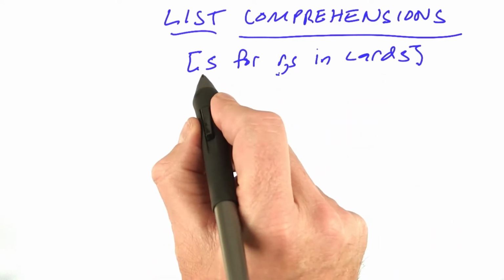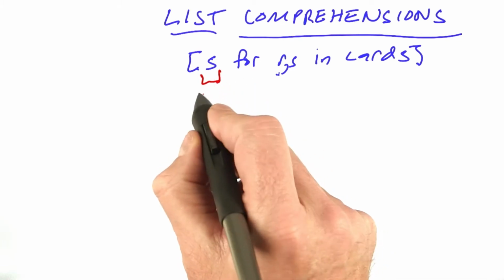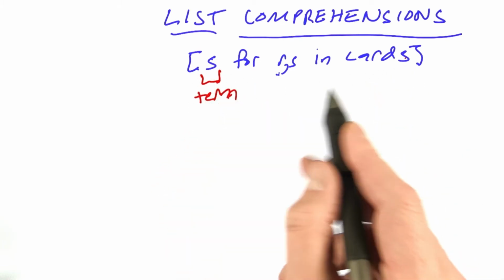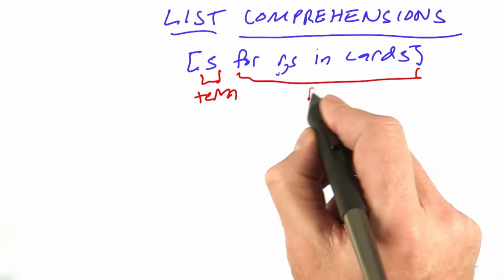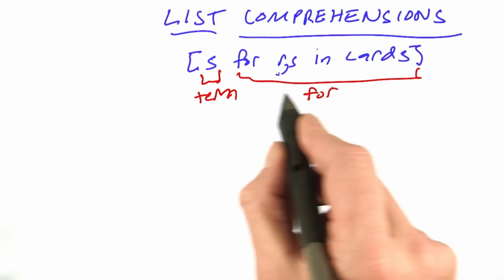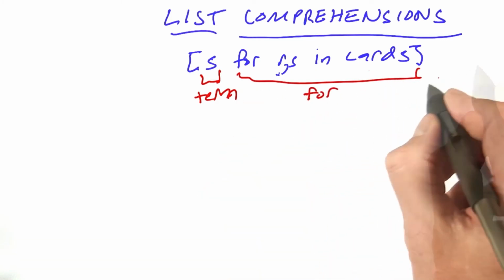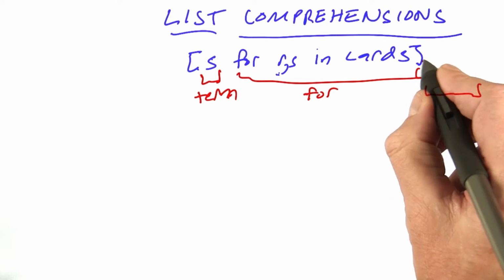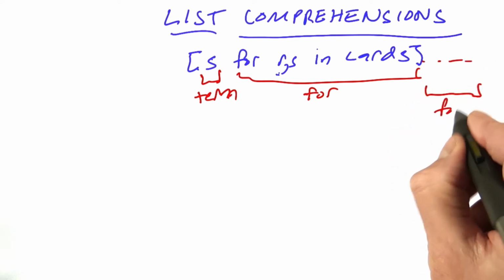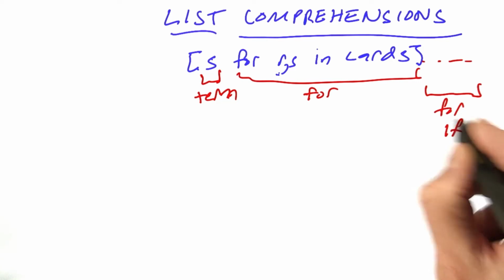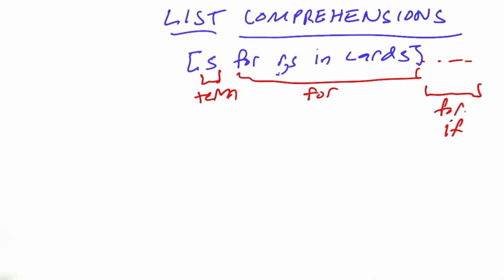And so the format here is we have the individual term of the list comprehension, and here we have a for clause, and in general we're going to have one for clause at least, and then optionally we could have more here, either for or if clauses. And that's what a list comprehension looks like in general.